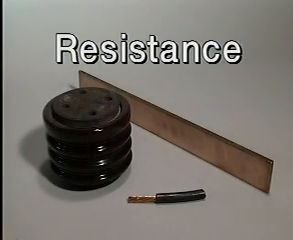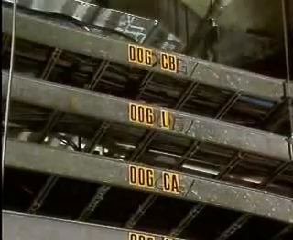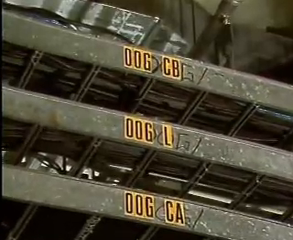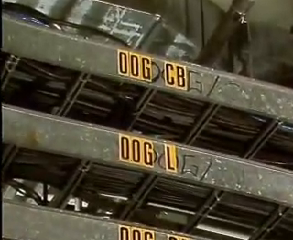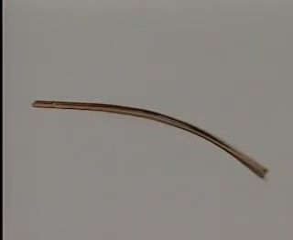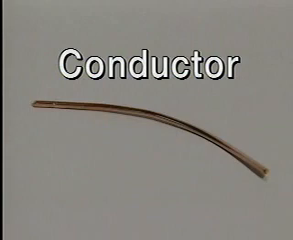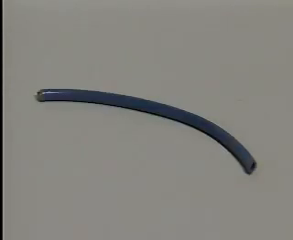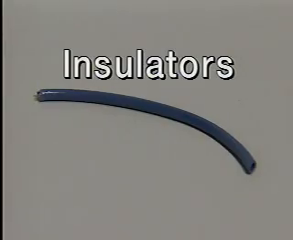Resistance is the opposition that a material presents to the flow of current. It's measured in units called ohms. Current can pass easily through some materials, but not through others. This copper wire, for example, has low electrical resistance, so current flows through it easily. A material that current can flow through easily is called a conductor. Other materials, such as rubber, have high electrical resistance. Materials such as these are called insulators.